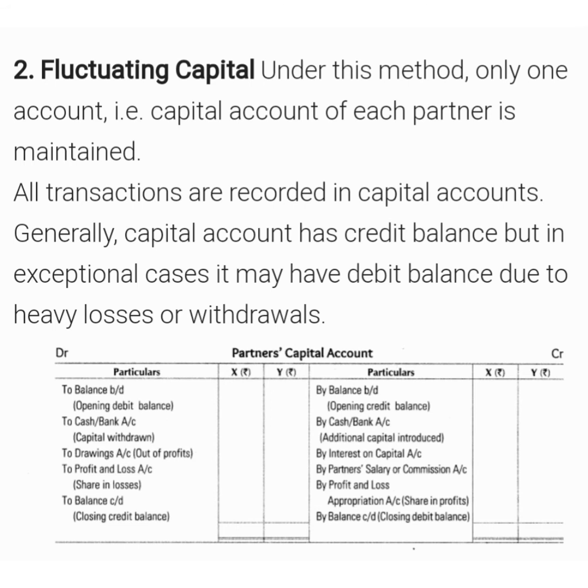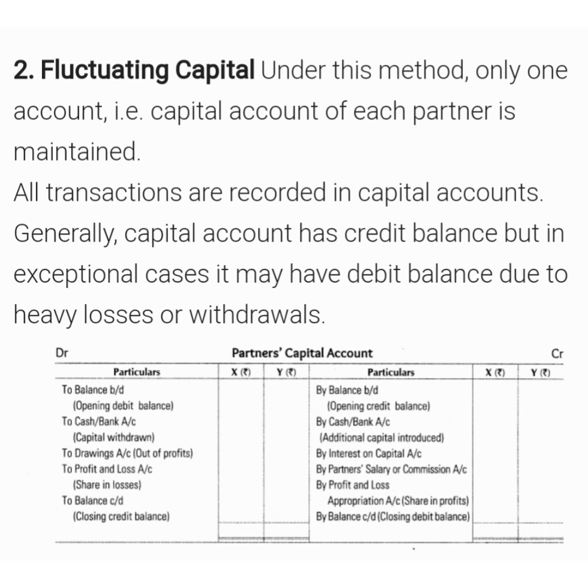After entering this transaction, find out the total on the credit side, then enter the same total on the debit side, then find out the closing balance. That closing balance or balancing figure is the closing balance of partners' capital account. These are the important steps required for passing necessary journal entries in the partners' capital account under fluctuating capital method.